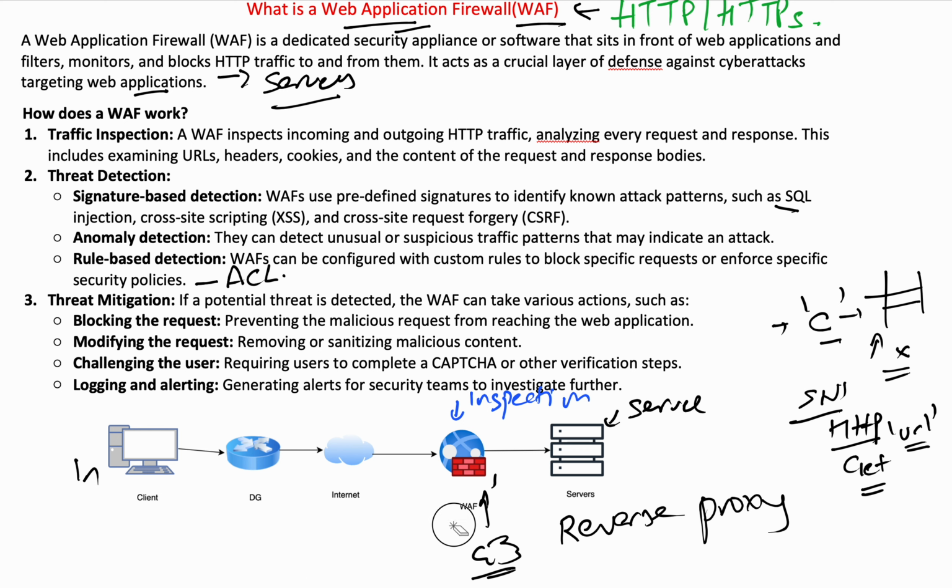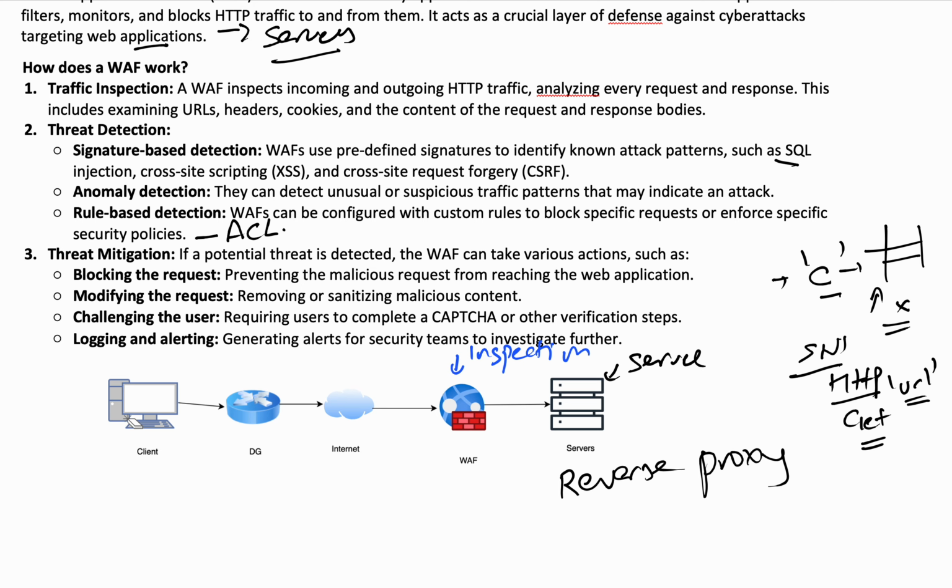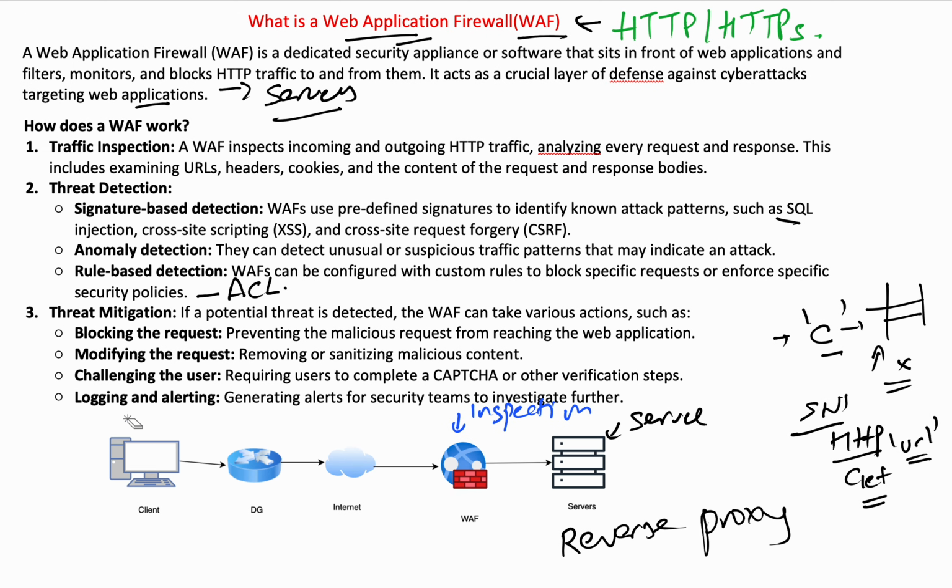Okay, I hope that threat detection part is clear. Next we are saying threat mitigation. By mitigation we mean if a potential threat is detected, the WAF takes various actions such as blocking the request. It will block the request right away. Then modifying the request, modifying or sanitizing suspicious content. It can also modify the request.